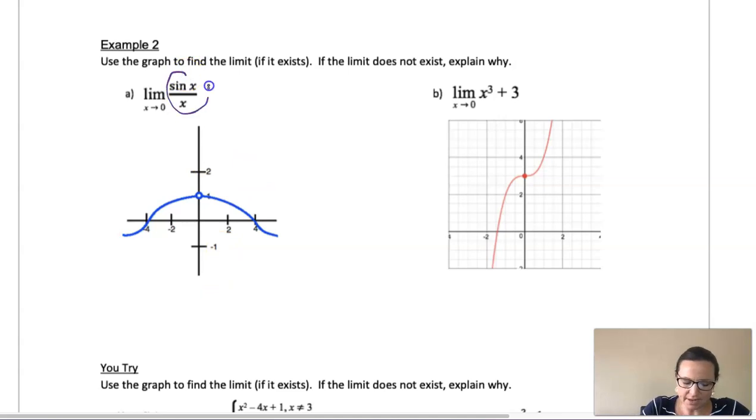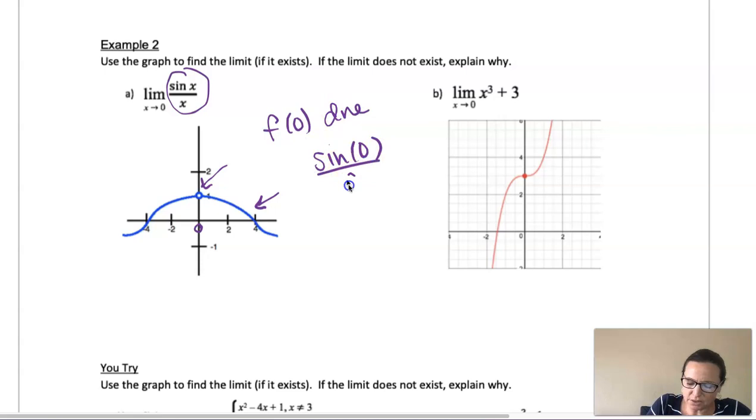So here I'm finding the limit as x approaches 0 of this function, sine x divided by x, which we can see the graph of over here. I notice that right at the x value of 0 there's a hole in the graph. So I notice that f of 0 does not exist. And if I plugged 0 in for x into this equation, I would have the sine of 0 again, which is 0 divided by 0. And that does not exist.